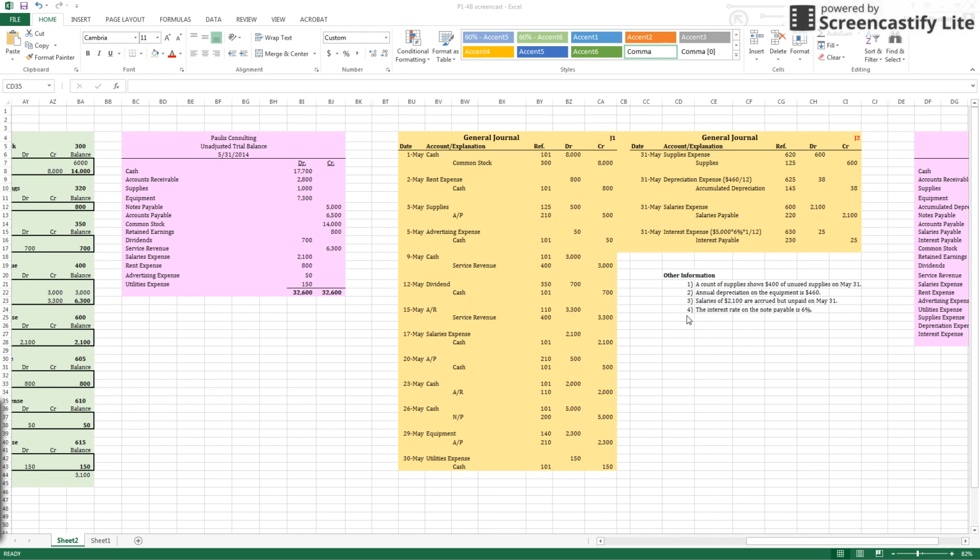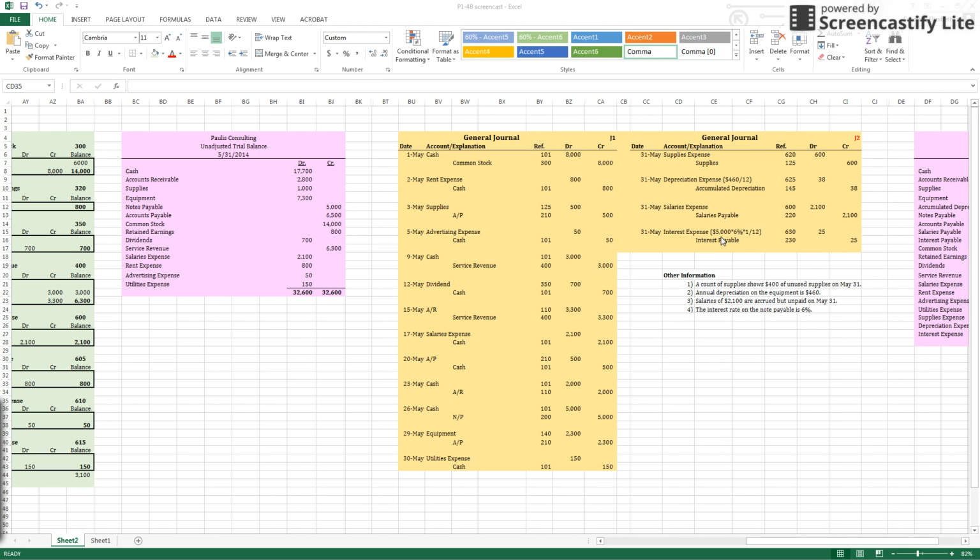Now, our final piece of information is that the interest rate on the note payable, which we got on the 26th of May from the bank for $5,000, is 6%. Now, when you get something like this, it is an annual rate, 6%. So every year, we are going to pay 6% on that $5,000. And we're not going to record what we owe in interest every single day. That would be inefficient.